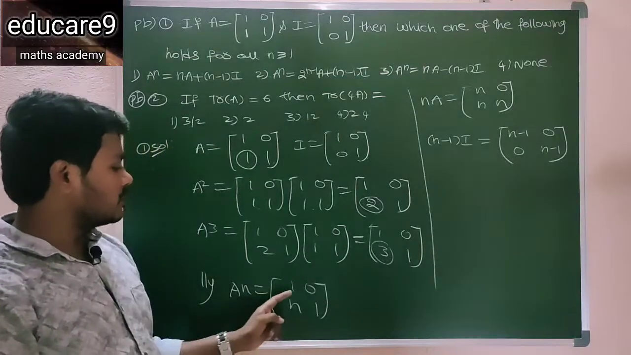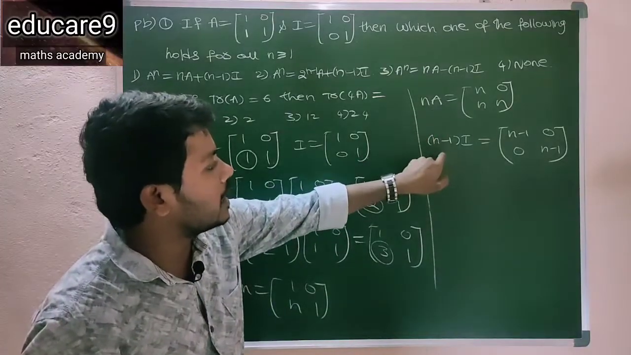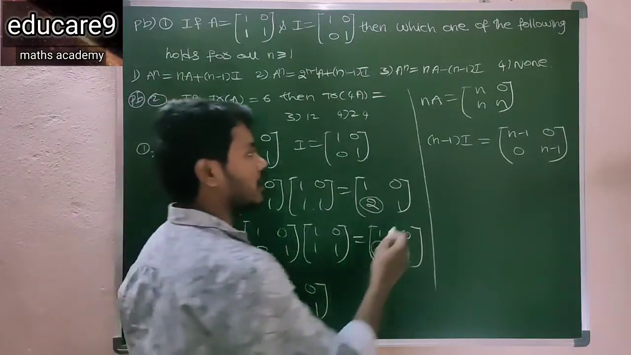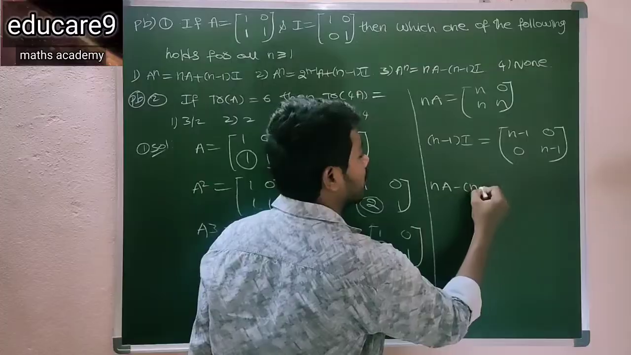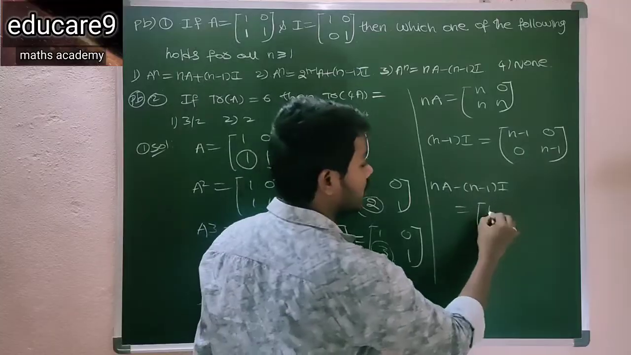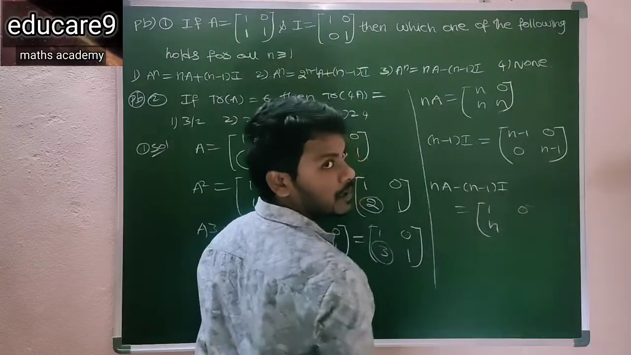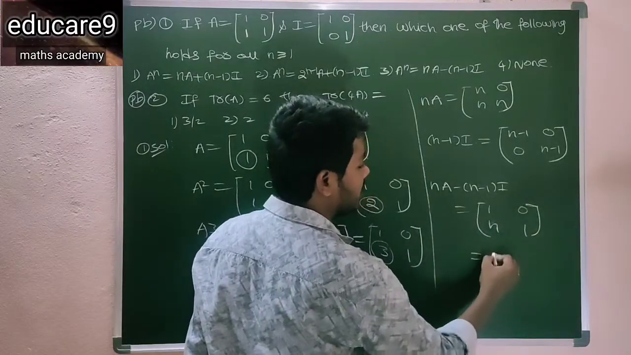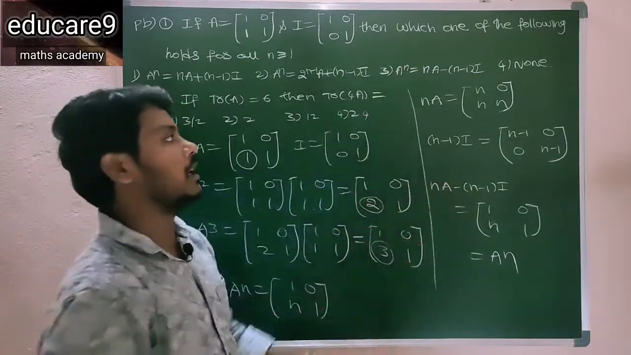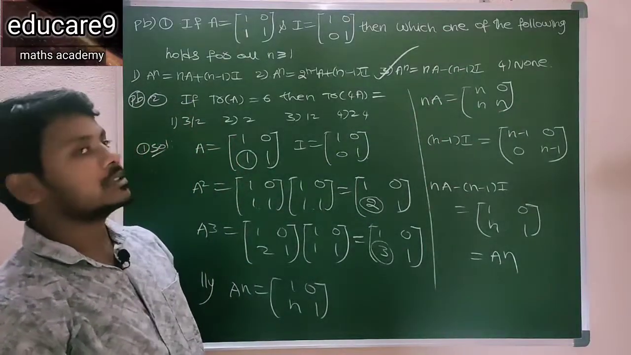Now A power n value is [1, 0; n, 1]. See here, if you subtract nA minus (n minus 1) into I, you will get [1, 0; n, 1]. N minus 1, that is 1, 0. Next, n minus 0, and n minus (n minus 1), that is 1. So clearly this is A power n. So A power n value is nA minus (n minus 1) into I. So clearly option 3.